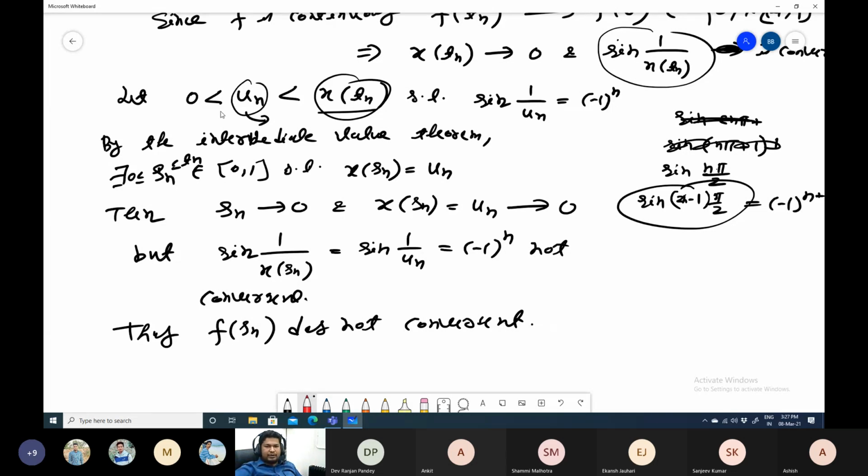And here we use the intermediate value theorem, since 0 lies between 0 and x of Tn. So we have an Sn from 0 to Tn. Here we use the continuity of x and the intermediate value theorem. Okay, so this is the proof.